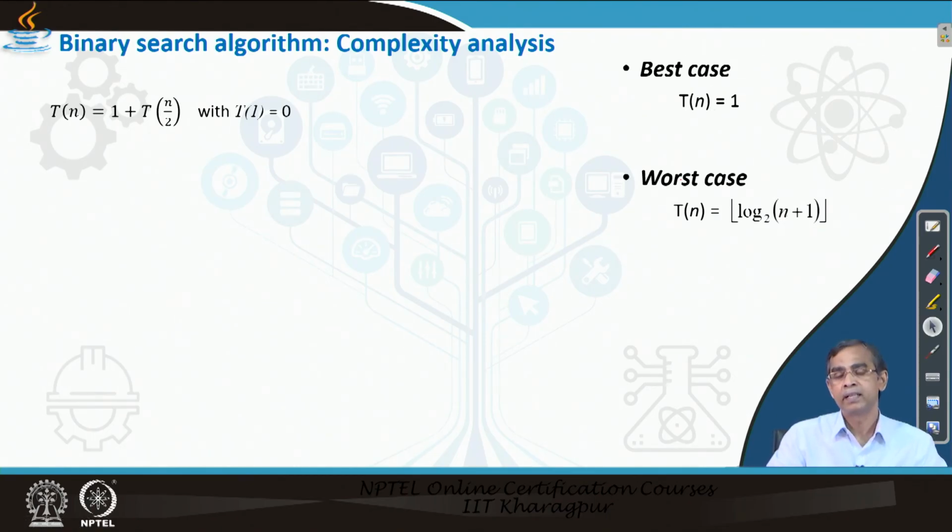Now, in the best case, if you find the element present at the middle location, only one probe is required. The best case is basically this complexity, whereas the worst case is basically this complexity.